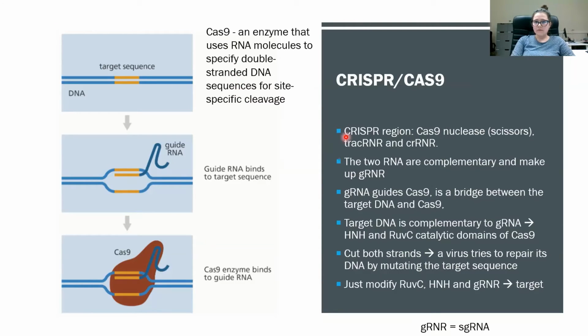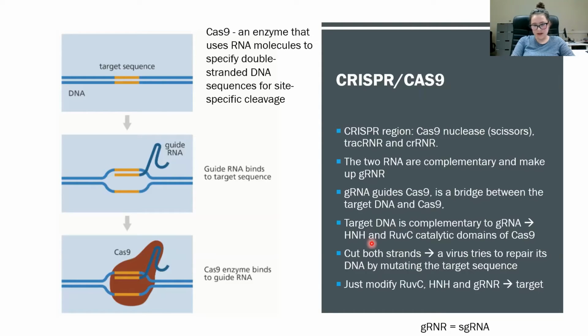The important CRISPR region is composed of Cas nuclease, tracrRNA, and crRNA, and the two RNAs are complementary to each other and make up the guide RNA. So as I said, that guide RNA guides Cas. Here you see the guide RNA binding to the DNA in which the target sequence is present, and then Cas9 binds there.